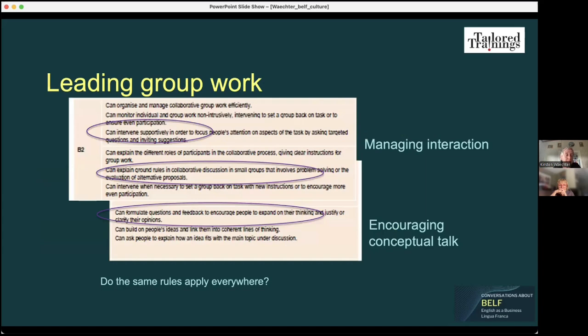And one example would be leading group work, which is something that's very often essential in the business English context. And you can see here that these are really functions: can intervene supportively in order to focus people's attention on aspects. It doesn't say exactly what you need to say in the situation, but if it works for you and your group, that you say, if I say this, then everybody understands what I mean, and then we can all work better together, then this is exactly supportive intervention. Can explain ground rules, which is also something that's very important. Can formulate questions and feedback to encourage people to expand on their thinking. So these are communication strategies, these are management strategies, and it's not really about the linguistic side, but that you and your learners need to work out how they can actually do that.